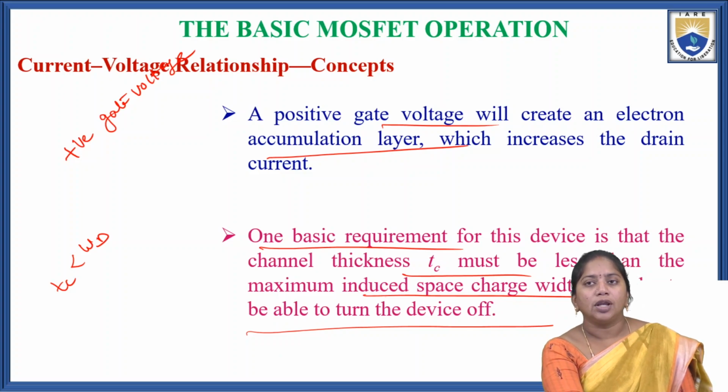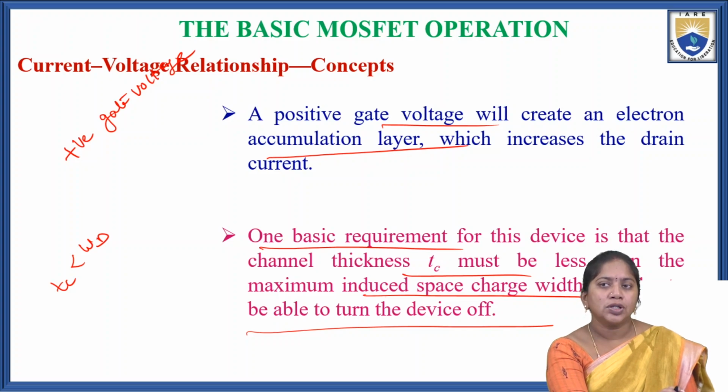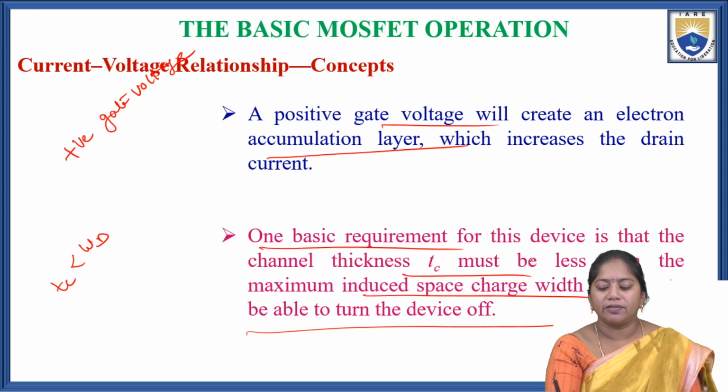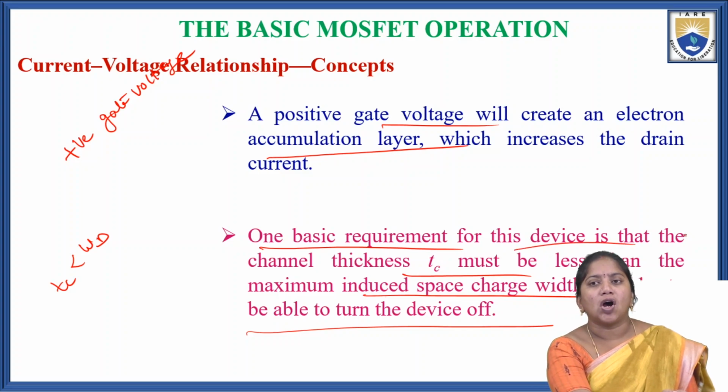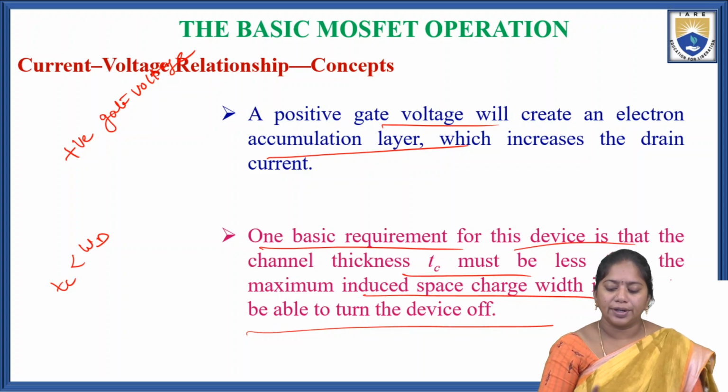the device. So a positive gate voltage will create an electron accumulation layer, which increases the drain current. So one basic requirement for this device is the channel thickness Tc must be less than the space charge width, which is able to turn off the device.